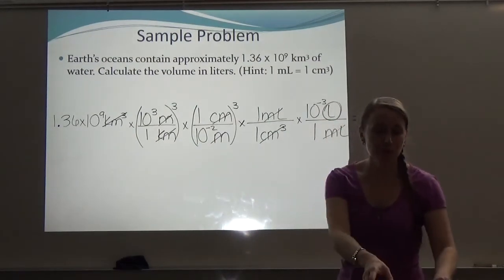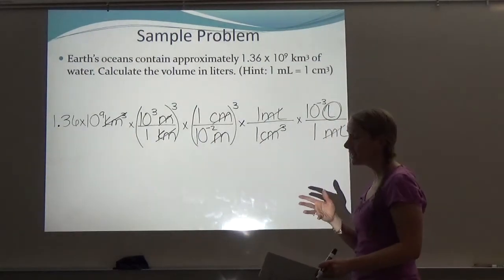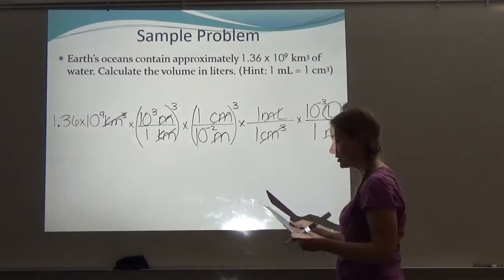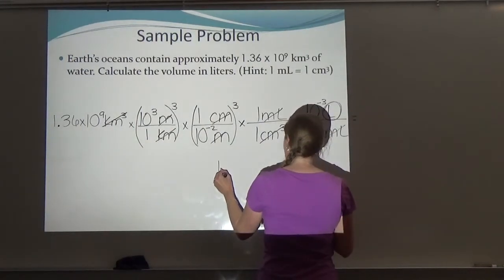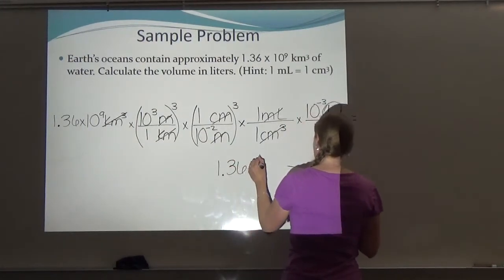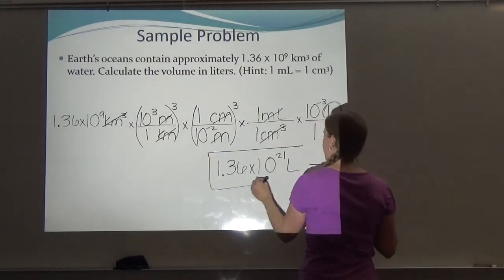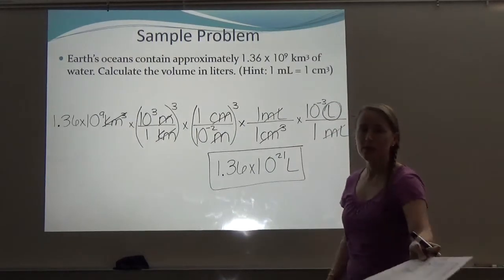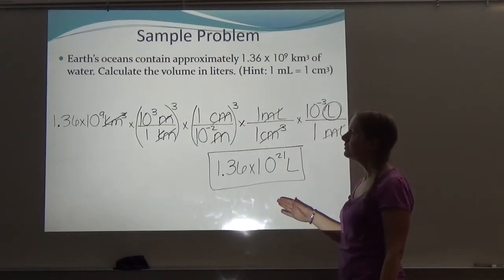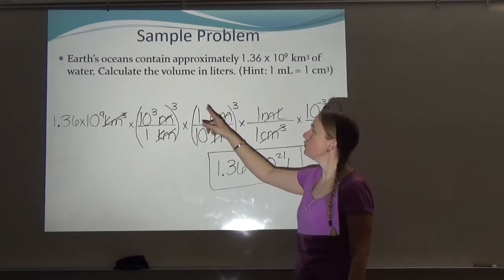So let me just put what I got up here, and then just play with your calculator a little bit and make sure you get the same answer. So I got 1.36 times 10 to the 21 liters. Like that. So again, if you're having trouble getting my answer, make sure you're cubing.